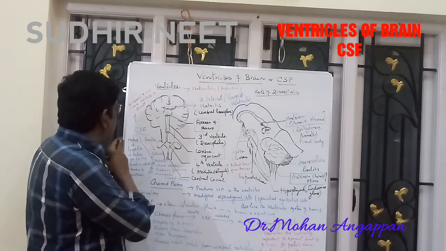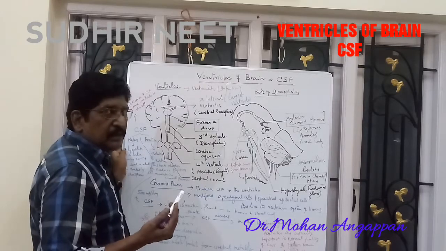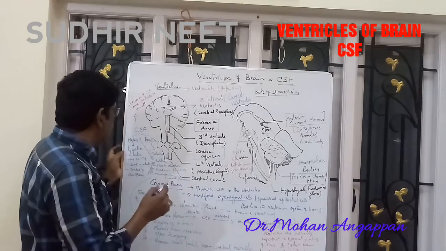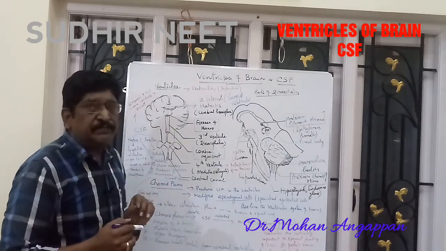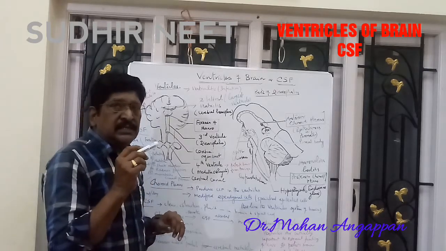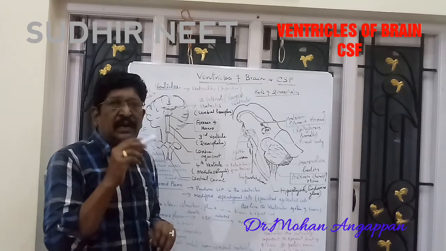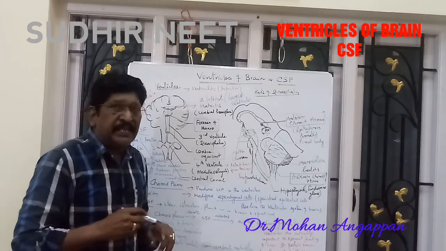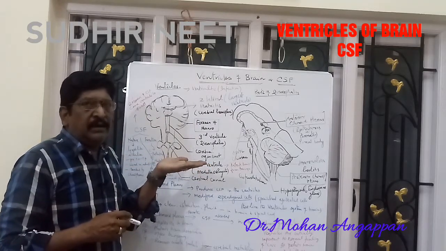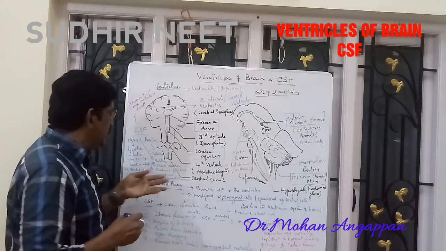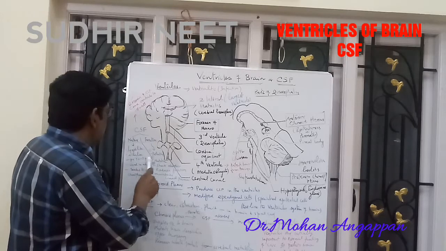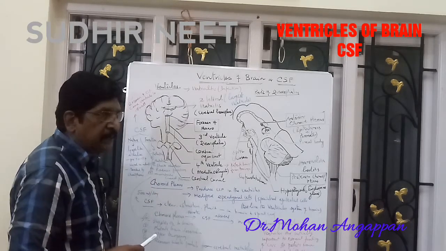Then take the nature of the CSF: it is lymph-like. With the absence of RBC, other things are present as in lymph, liquid-like, and it is alkaline in nature. You know the pH scale from 1 to 14. 1 to 6.9 is acidic, 7 is neutral, 7.1 to 14 is basic. CSF is 7.2 to 7.4 in pH, that is slightly basic, alkaline in nature. In an adult, 120 ml is present in our body.